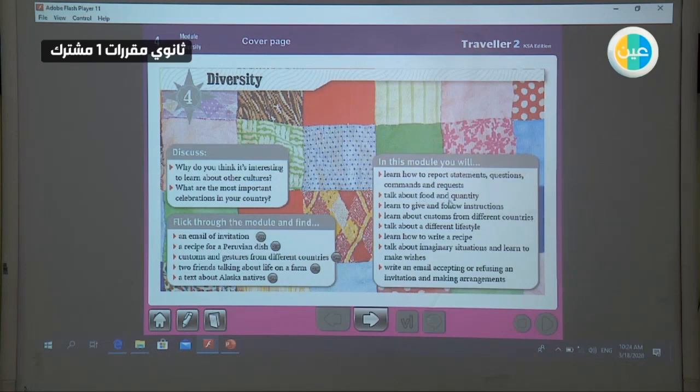Talk about food and quantity. Food, you know the meaning of food. Quantity, it's the amount or number of something. Learn to give and follow instructions. Instructions, like if someone tells you to do something, like go or eat or do something, we can call that instructions. Learn about customs from different countries. Customs, it's like the tradition, how people talk and other stuff.